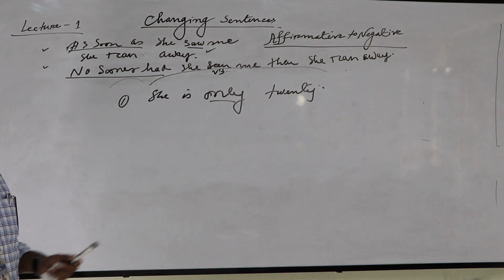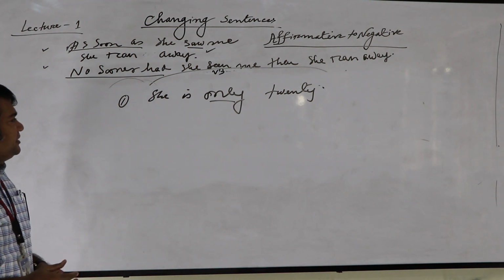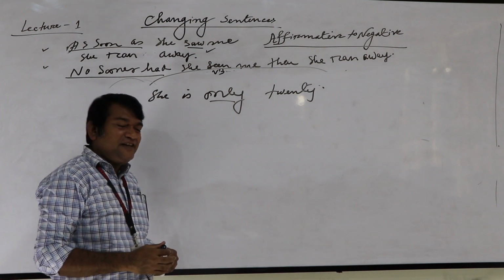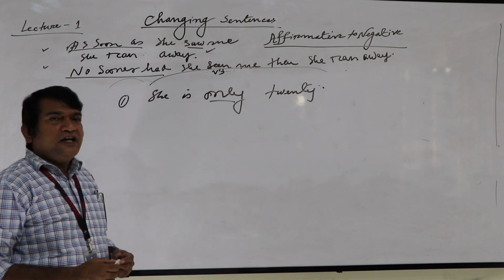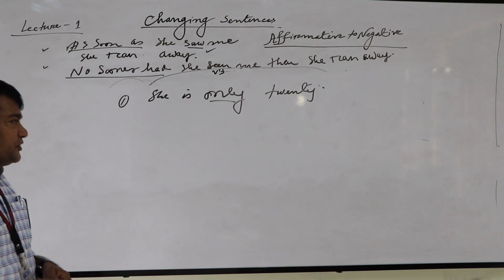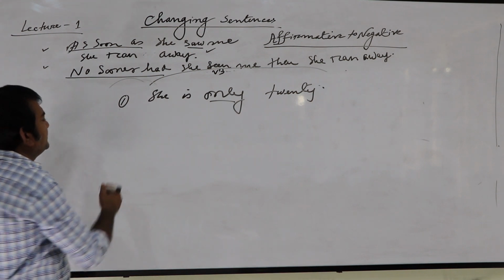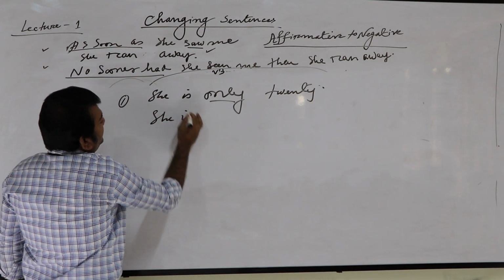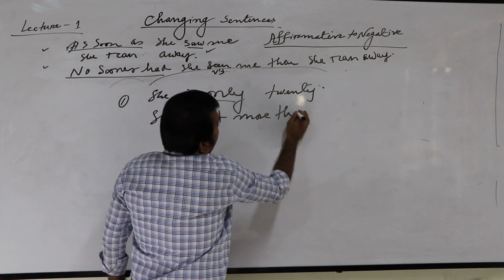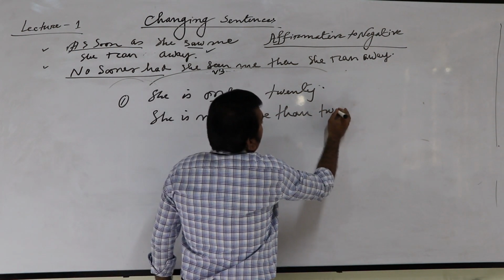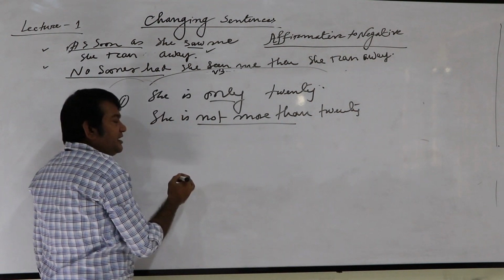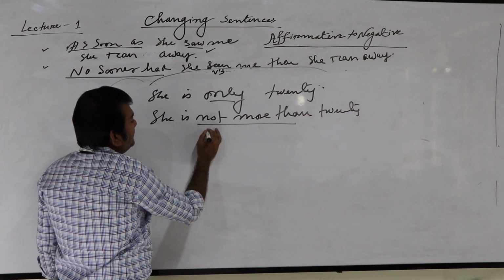This is the full form of the sentence. Here we have written in short form, that means she is 20. 20 refers to years, that means age. So now none but and nothing but cannot be used. Then what will we place? Not more than, not less than. Look, she is not more than 20. So this is not more than. We can write not less than, same meaning.